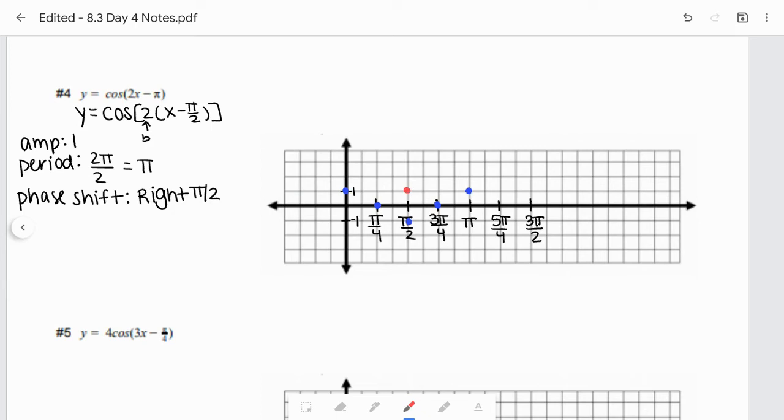Okay, this blue one right here is going to be shifting over there. My minimum is going to shift over to pi back here, and then at 3 pi over 2, I'm at my maximum again. So my final graph is what's in red. And that's what it looks like.